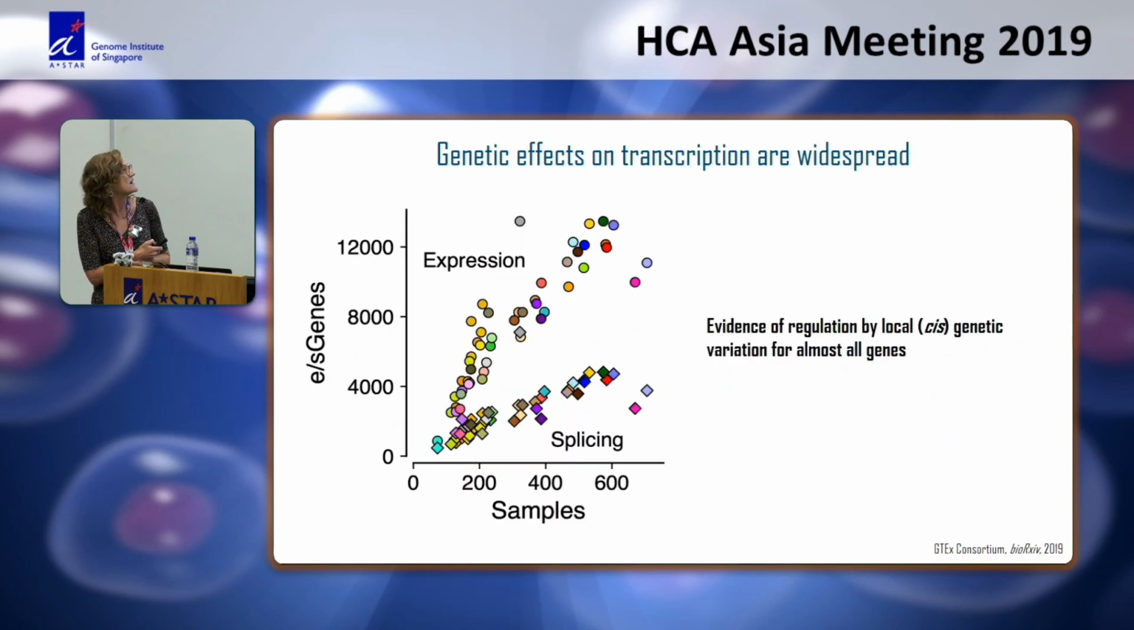And basically what we find is that the genetic effects on transcription are widespread. So every dot here is one of the GTEx tissues colored by our color coding system. They're sorted by sample size. For some, we had more samples than others. And this is the number of eGenes we find. And basically, we find evidence of regulation by local genetic variation pretty much for every gene at this point.